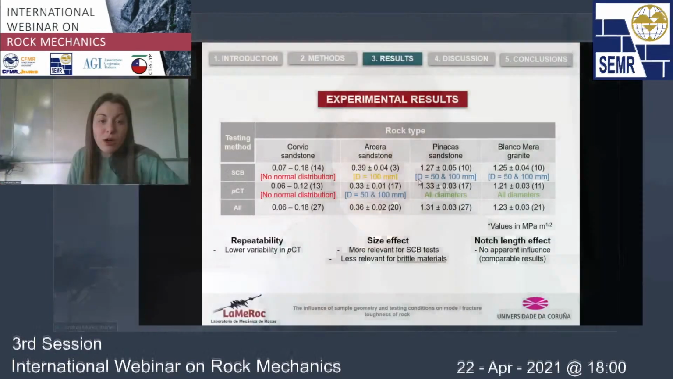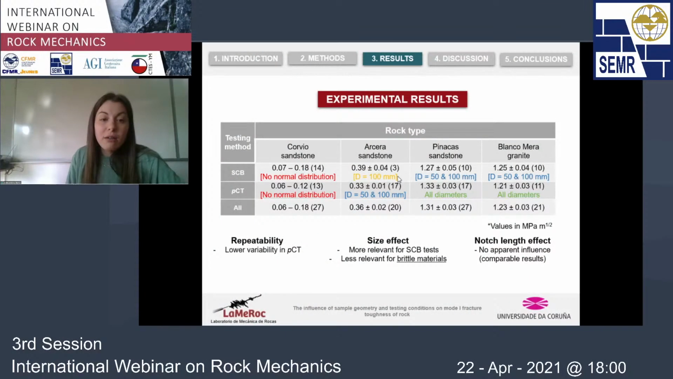So for the SCV, I would suggest using larger specimen sizes, because at least from this statistical analysis, what we observed was that for the weaker materials, we needed 100 millimeter samples to obtain values that conform to normal distributions. In the case of the PCT, it seems that the specimen size is not that relevant, at least for the harder materials.